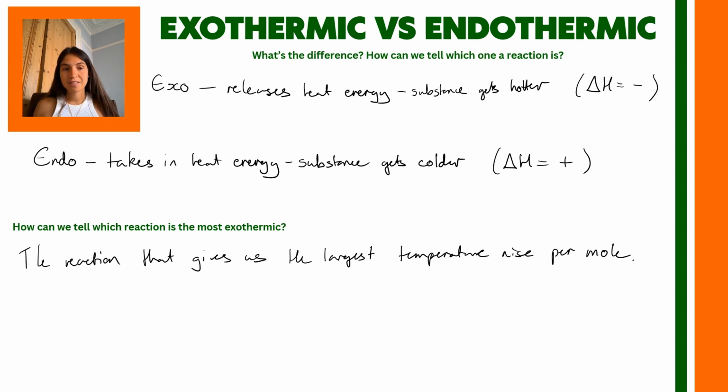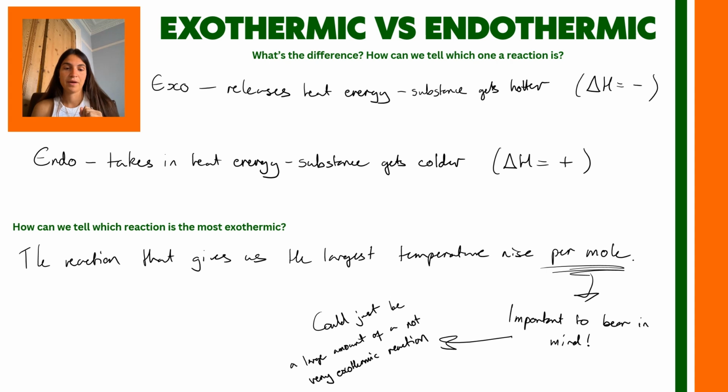So we know the substance gets hotter in an exothermic reaction as this reaction releases heat, and the largest temperature rise per mole tells us which one is the most exothermic. It's important to bear that per mole in mind when you're thinking about this, because it could just be that you have a very large amount of a not very exothermic reaction, which would also give you a large temperature rise. So just be aware of that.